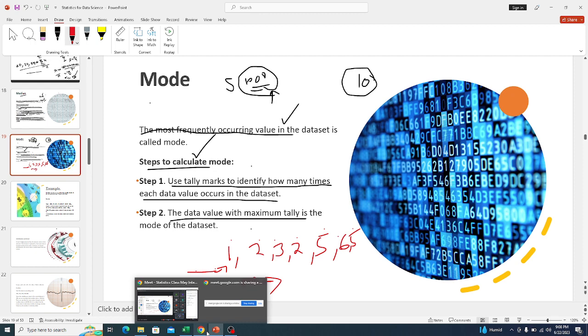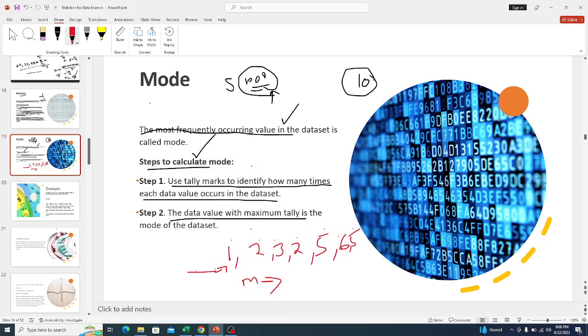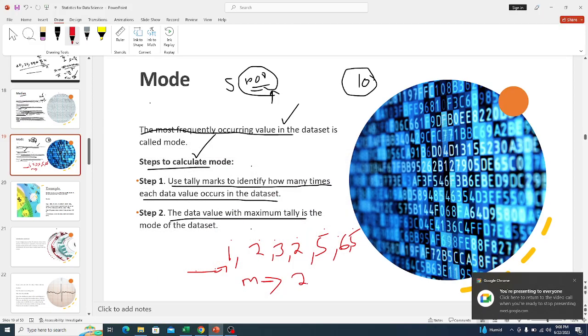Someone, please? I believe it's 2 and 5. Yes, the multiple mode is 2 and 5.